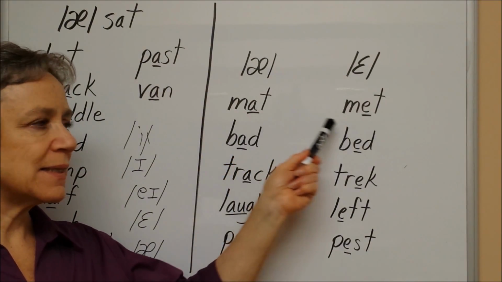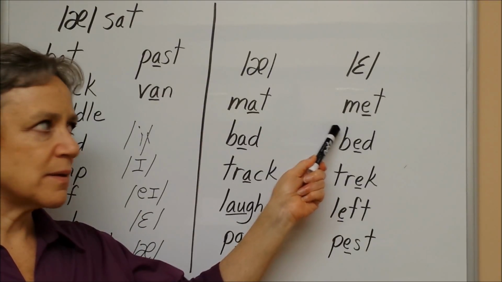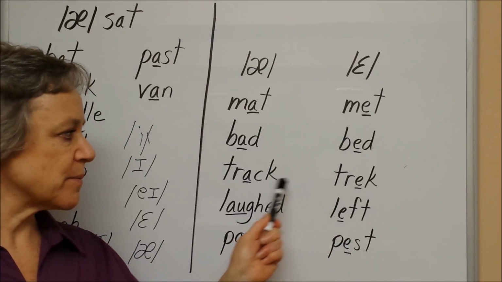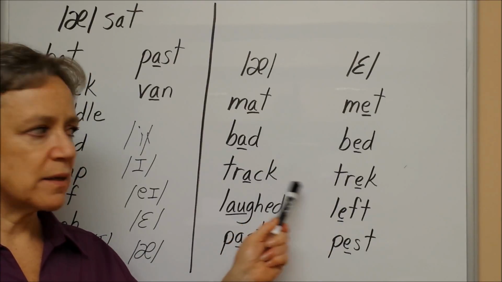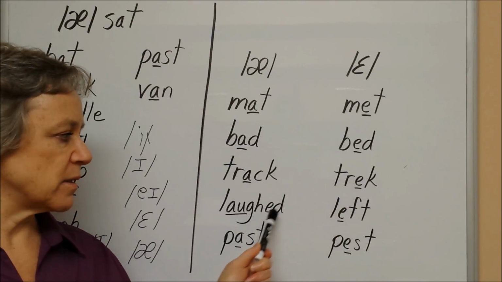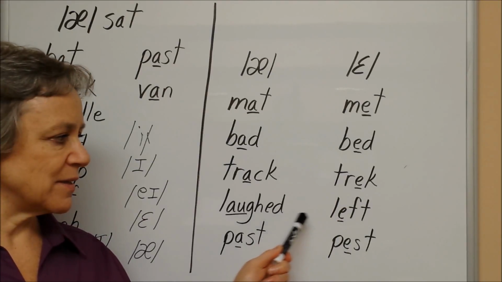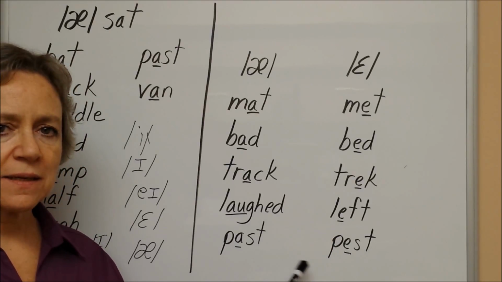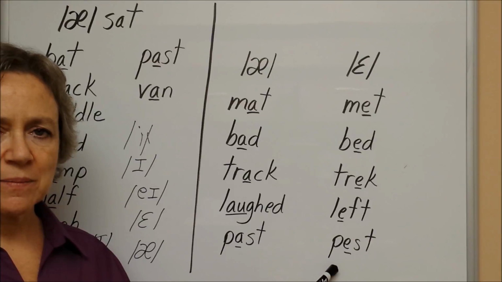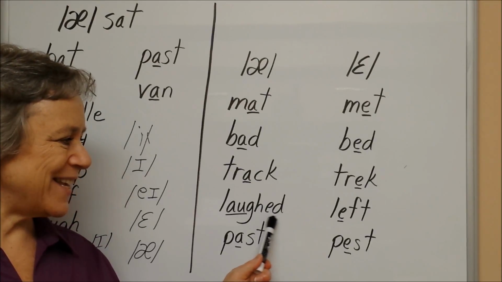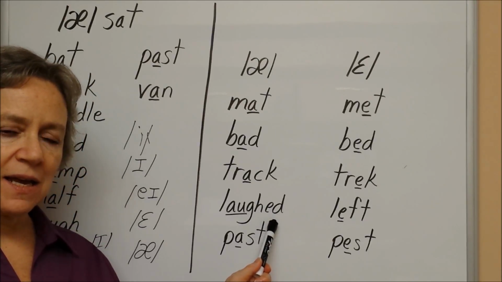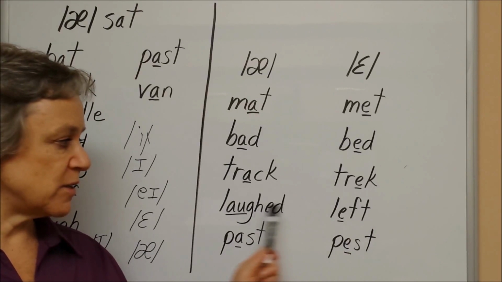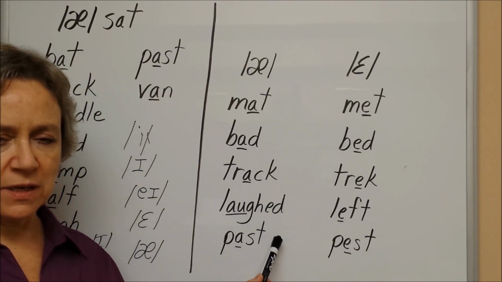Mat, met, bad, bed, track, trek, left, left, past, pest. And by the way, these letters ED actually make a T sound, like the letter T, as in this word. That's why I was able to pair these together.